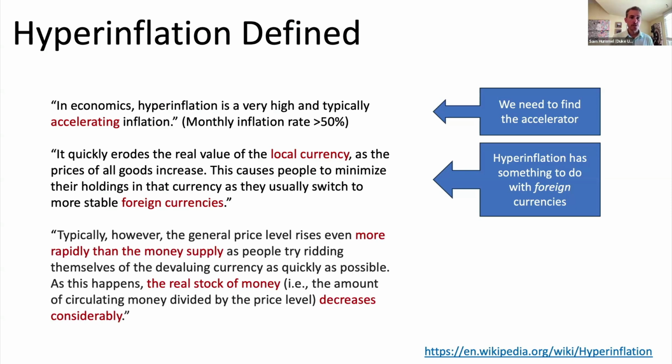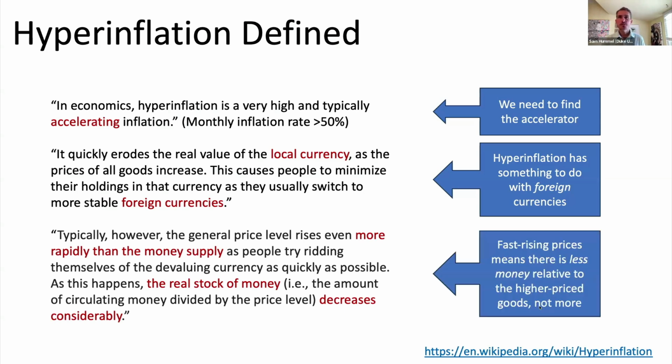Typically, however, the general price level rises even more rapidly than the money supply, as people try ridding themselves of the devaluing currency for a foreign currency as quickly as possible. As this happens, the real stock of money, in other words, the amount of circulating money divided by the price level, decreases considerably. So this is fascinating. Right there in the explanation of hyperinflation, what it says is the fast rising prices actually mean that there's less money relative to the higher priced goods, not more.